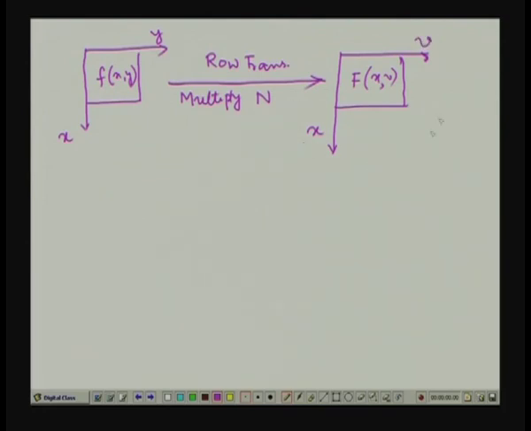After getting this intermediate result, I take the second step of the Fourier transformation, and now the Fourier transformation is taken for every column. So I do the column transformation, and that gives us the final result of the two-dimensional Fourier transformation F(u,v).